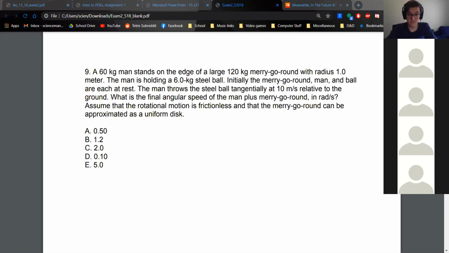Isn't the initial L 0 though, because it's at rest? Well, yes, it is. Which means the final L is also 0, but if you account for the directionality of everything, things should work out.